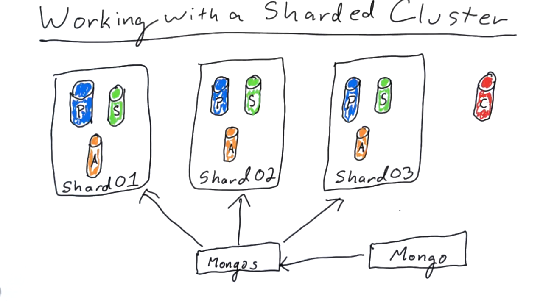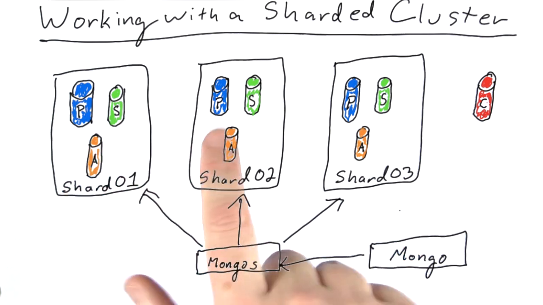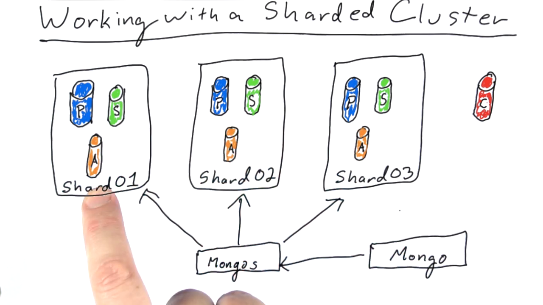This section is called Working on a Sharded Cluster. So let's take a look at what I've set up. This is all on localhost, but I've got 3 shards, shard01, shard02, shard03. Each of these shards has a primary, a secondary, and an arbiter.